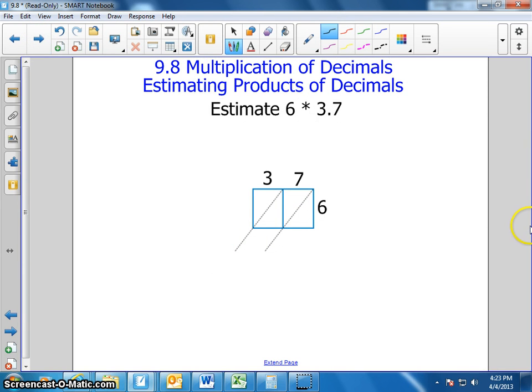What about 6 multiplied by 3 and 7/10? Okay, so our decimal point would be right here. 7 times 6 is 42. 3 times 6 is 18. Alright, so our answer is 222? No. Where does our decimal point go? Right there. And how do we know? Because if we were to multiply the two whole numbers, the 6 and the 3, we would get 18. So we know the number has to be greater than 18, right?